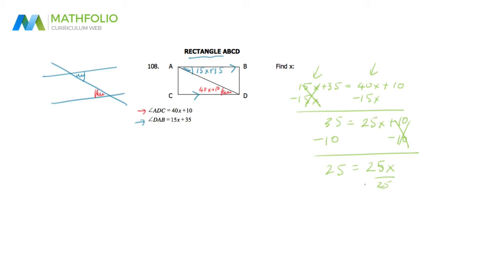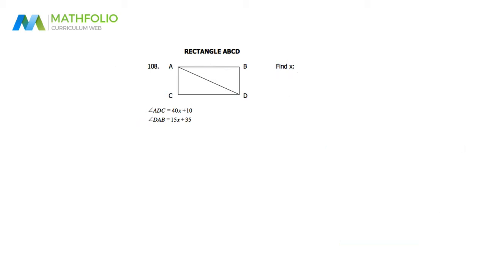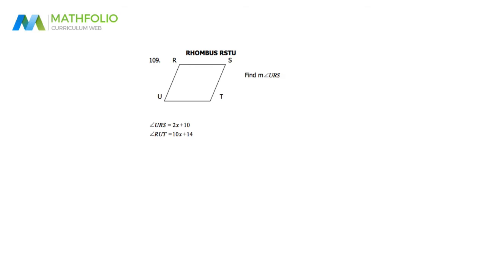So when we divide both sides by 25 to get the x on its own, we end up with x equals 1. And that's what our question wanted up here. I might just turn it around, make it a little more obvious. X equals 1, and that's 108. Alright, question 109.